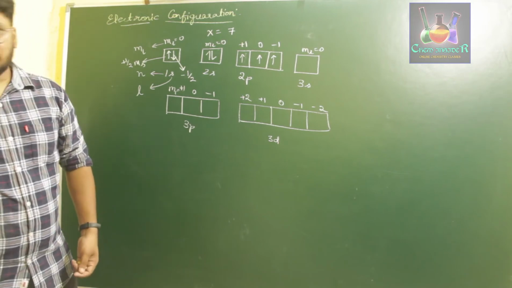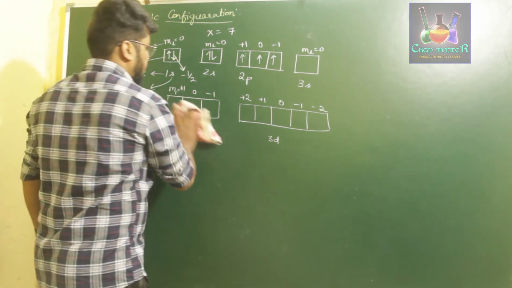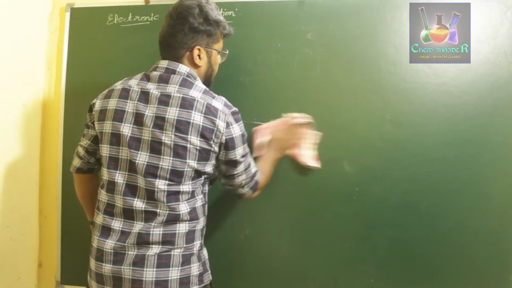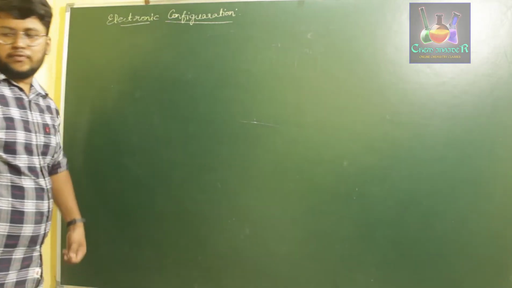Next, we will write down the electronic configuration of certain metals and certain elements. We will observe if there are any changes occurring. If there are not, we will go through that. First, the electronic configuration of hydrogen.